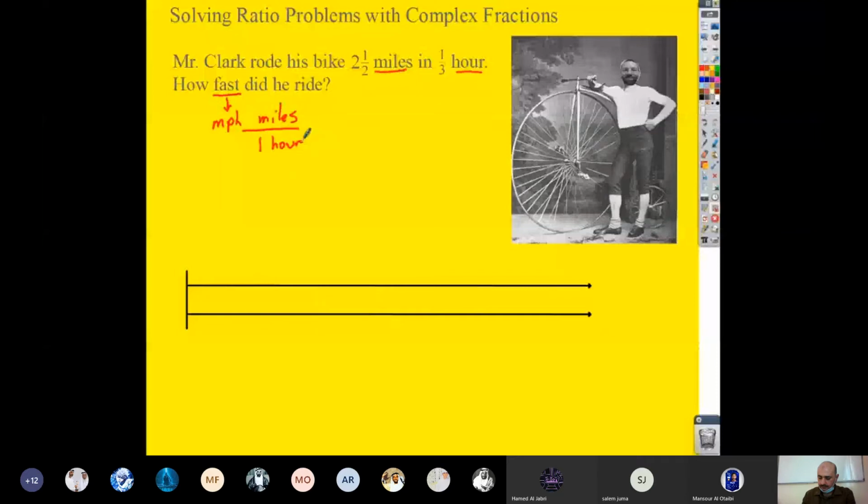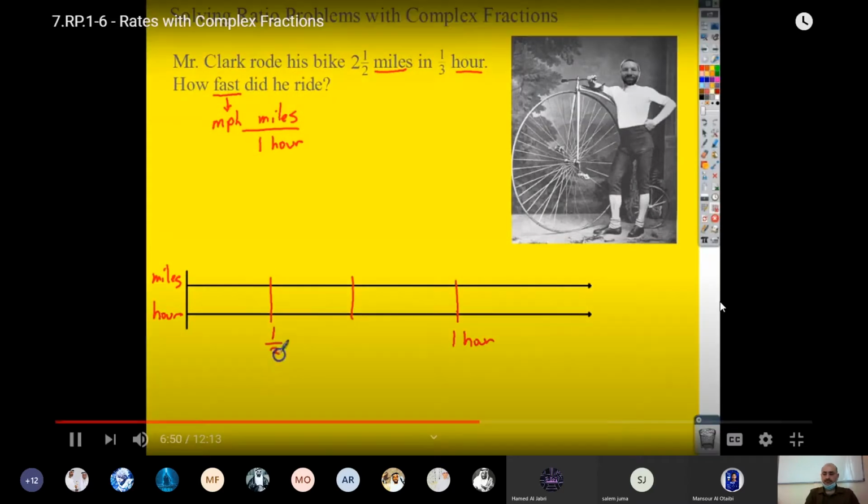So I've identified my units. Let's put it in the chart here, and I want to find out 1 hour. So I'm going to put hour here, and we'll put miles here. I want my 1 hour here, and I don't know how many miles it is. Then I know 1/3, so I'm going to break this up into thirds. So I've got 1/3, and then 2/3, and then 1 hour is the same as 3/3.